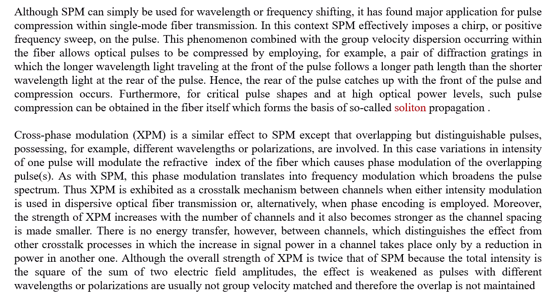Although the overall strength of cross-phase modulation is twice that of self-phase modulation, because the total intensity is the square of the sum of two electric field amplitudes, the effect is weakened as pulses with different wavelengths or polarizations are usually not group velocity matched, and therefore the overlap is not maintained.